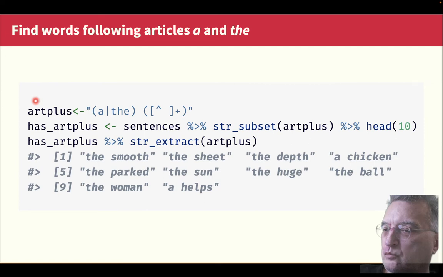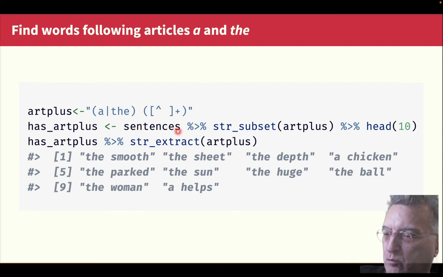We can find words that follow the articles a and the. So this is either a or the, followed by a space, followed by one or more spaces. Oh no, followed by not a space. I'm sorry, this is the negation character. So this is a space, and this is not a space. So this is the word as anything that doesn't have spaces in it. And so we put that into has art plus.